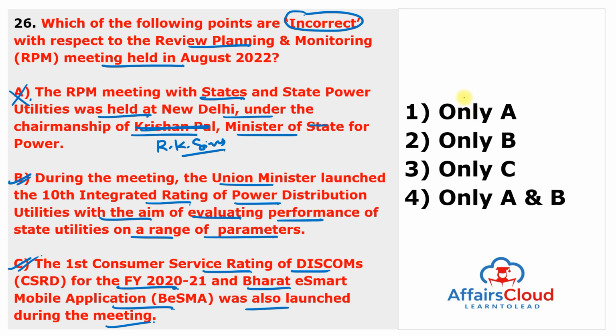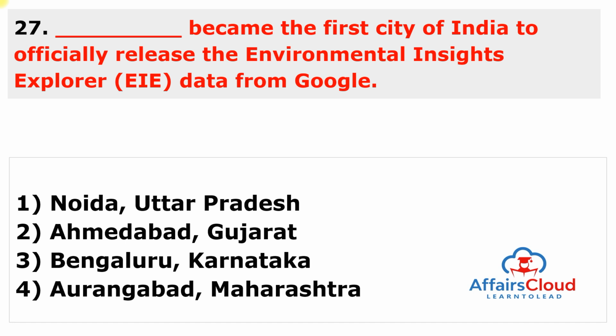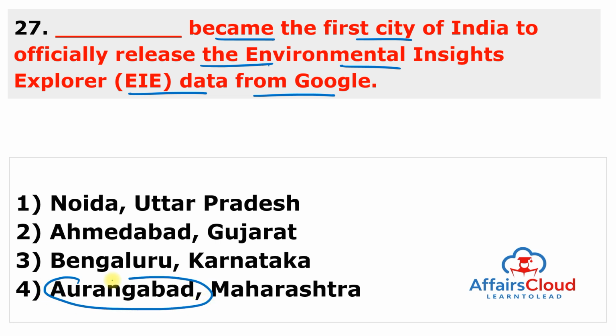So it means only incorrect statement is 1, only A is the answer. Moving to next question. Aurangabad became the first city of India to officially release the Environmental Insight Explorer data from Google. And this is area of Aurangabad in Maharashtra. So answer of this question is 4.